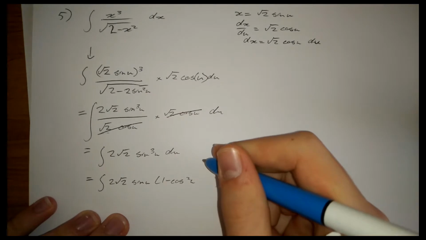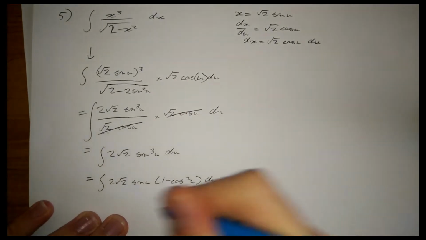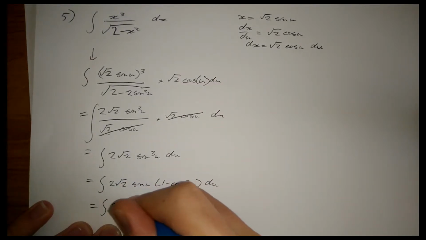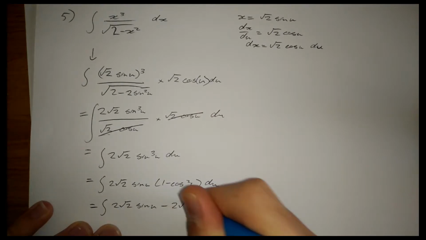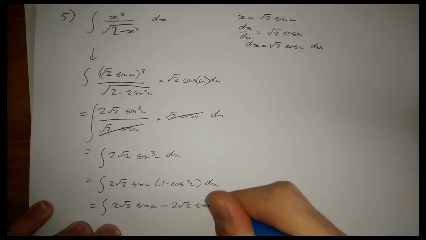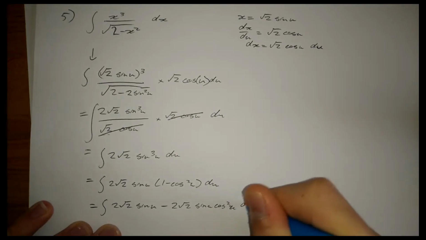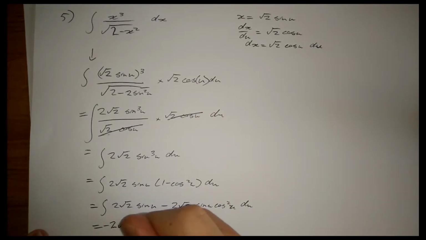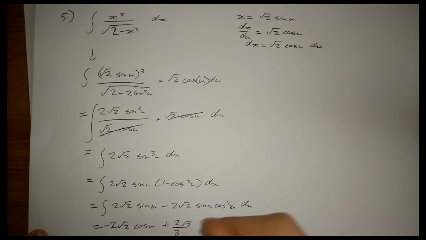Again, and then we expand and simplify. Sine u minus 2 root 2 sine u cos squared u du. Hence that's just integration of sine u, which is negative cos u. So that'd be 2 root 2 cos u. Then the same over here: 2 on 3, 2 root 2 on 3 cos cubed u plus c.